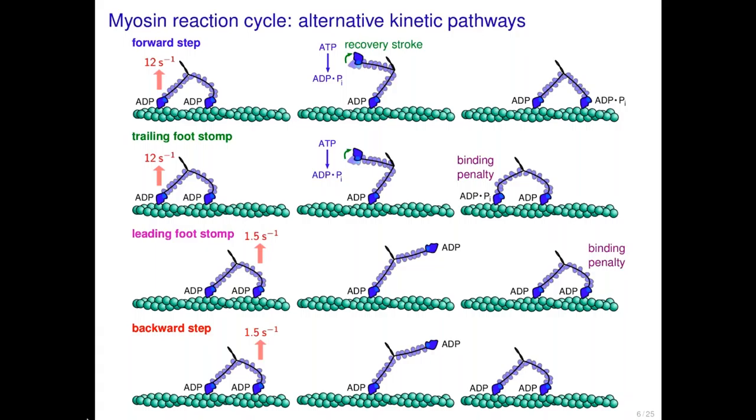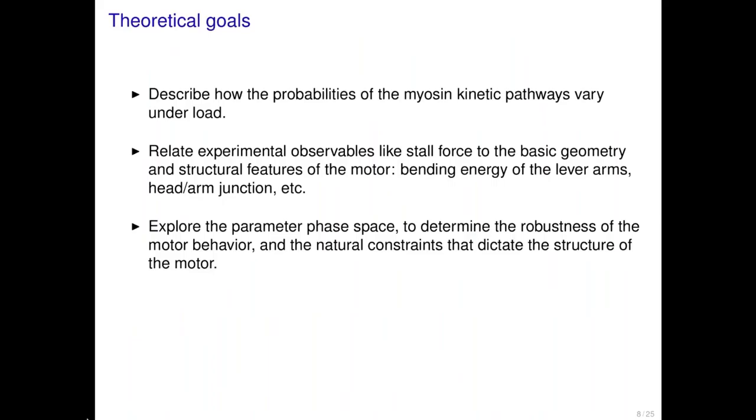So what we set ourselves to do in order to understand the architectural basis of this motor was to first use the theory to make as quantitative a prediction as possible with as few parameters as possible. Once we do that, then we can create phase diagrams in any variable that we want. So these are the goals, and I'm going to show you how the calculation is done.